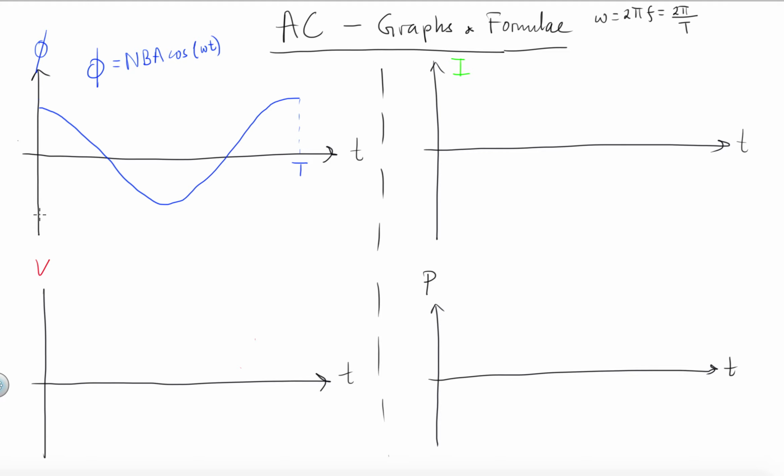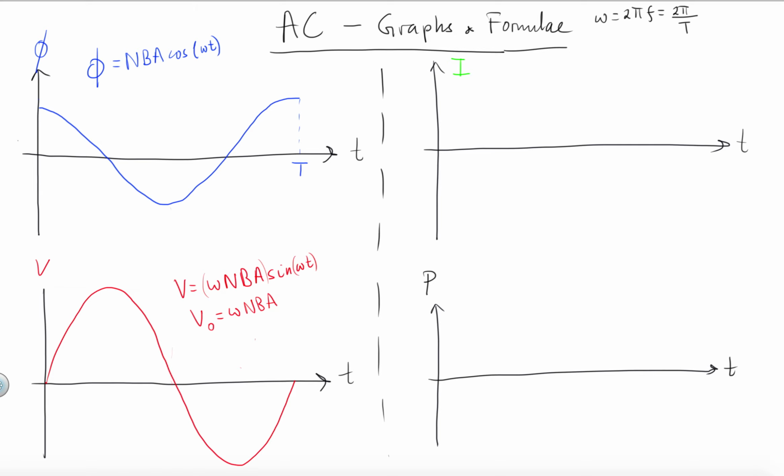Now, from Faraday's law, induced EMF or AC voltage is the negative rate of change. So the graph looks like this. It's a sine wave instead, and the formula becomes omega NBA sine omega t, where this quantity V0, 0 denoting a peak value, is omega NBA.